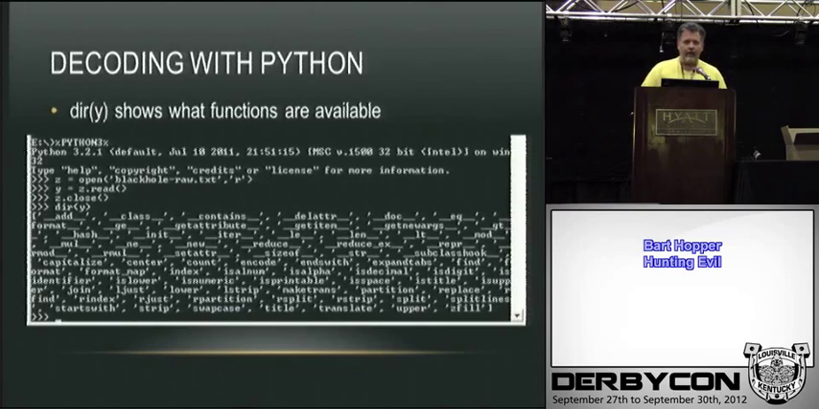If you're not sure what functions are available on a specific object, you can type dir and give it the object. Here we see the various functions that are available. If you're not sure how to use a specific function, you can type help, give it the object name, and then dot function. So you could say help(y.maketrans), and it'll give you a detailed help.